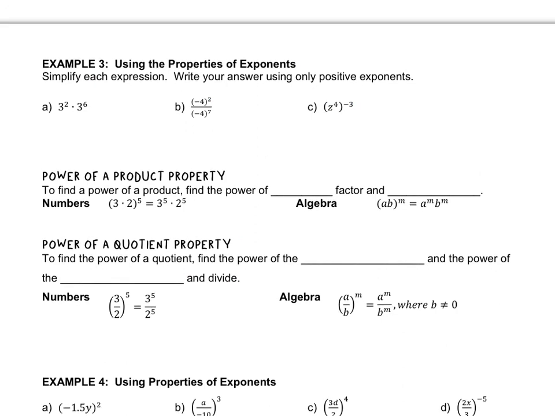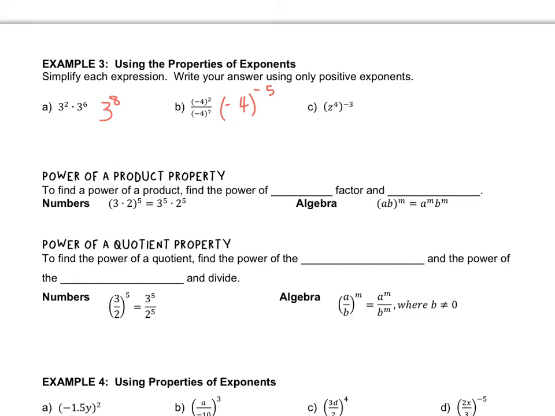All right, let's use those rules. So we've got 3 to the second times 3 to the sixth. Since this is a multiplication question, we're just going to simply add the exponents. So it'd be 3 to the 8th. For this question, it's a division, and division you subtract. So it's -4. You have to keep those parentheses to the -5.